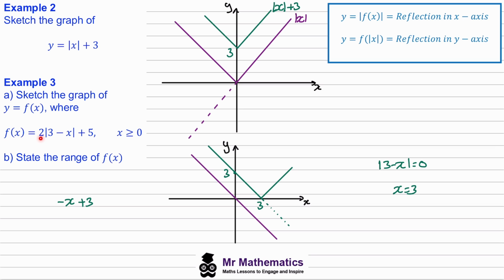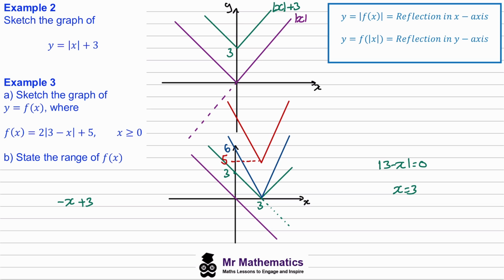Now we need to compress this by a scale factor of 2. So this intercept will be doubled to positive 6. And then for the addition of 5, we just need to move it up 5 units. So if I copy this and just move it up by 5 units, it will go about here. And this point will have a value of y equals 5. So this is the sketch of a graph f of x.